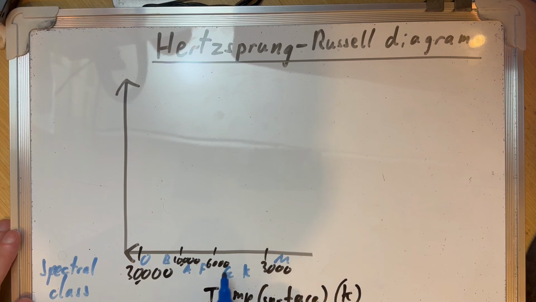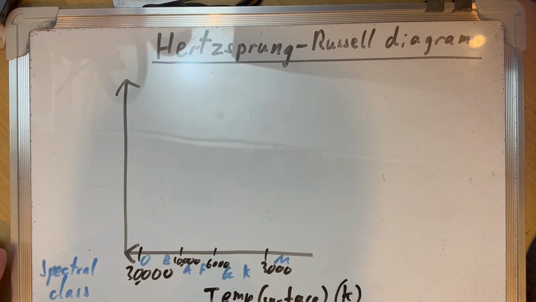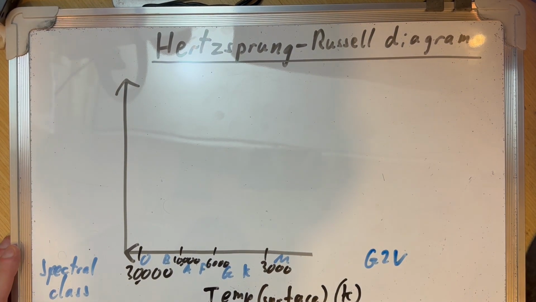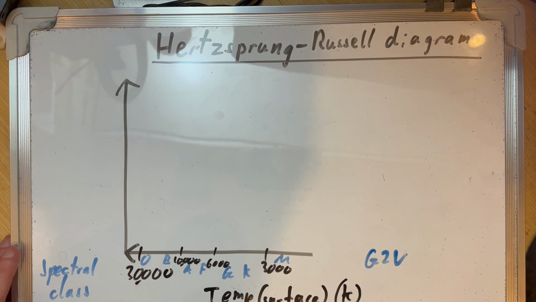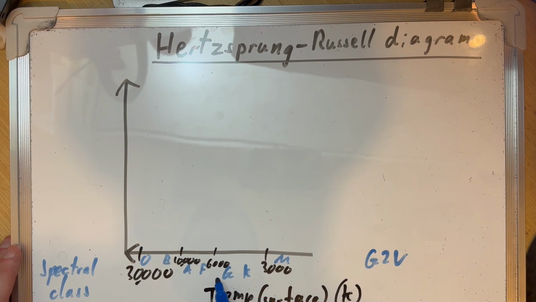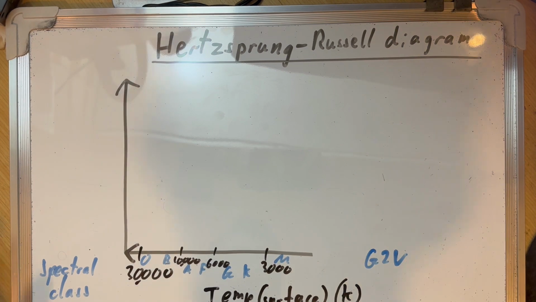You might know that ours is surface temperature about 5,800-ish Kelvin. So we are a G2V star. So the G tells us our spectral class, reasonably standard. The 2 isn't on our syllabus, we don't need to know that, but it just tells us how far along they are. So a G1 will be slightly hotter than us, for example.